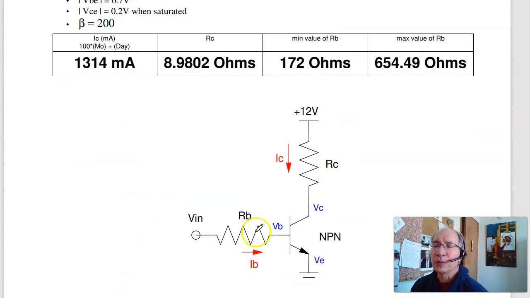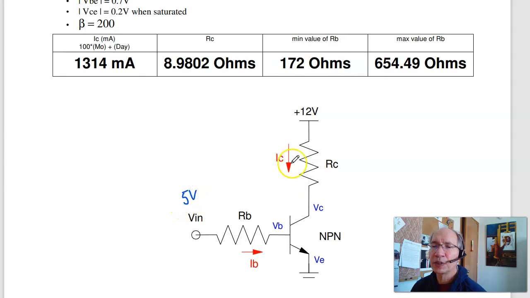Problem 2 is design a BJT switch. When this is 5 volts, I want the switch to be turned on, and the current draw is based on your birth date. For me, it's 1314 milliamps. So to do that, when this is saturated, this is 0.2 volts. 12 minus 0.2 over I gives you the resistance, 8.98 ohms.